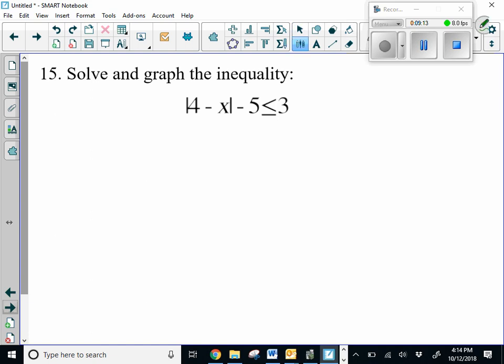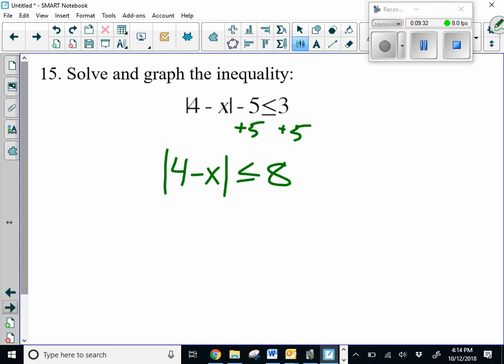All right, now solve and graph this inequality. First we want to isolate our absolute value. So here we have to add 5 to both sides. Make sure you do this before you write the inequalities, right? Before you separate it, you have to isolate. Otherwise, one of them is going to be incorrect.